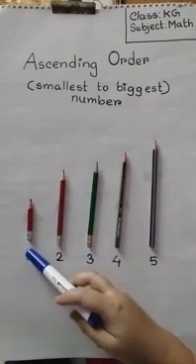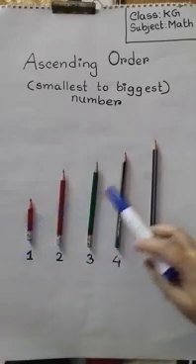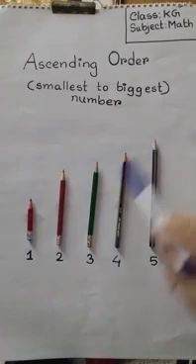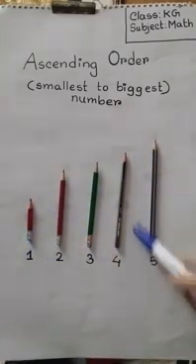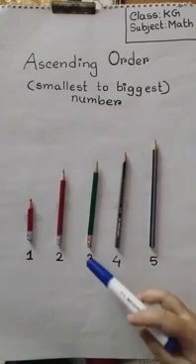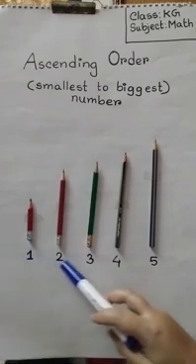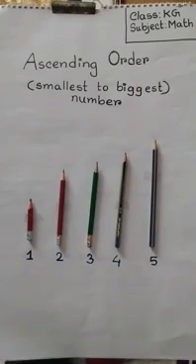Here you can see the pencils are going from the smallest to the biggest. The first pencil is the tiniest one, but the fifth pencil is the biggest one. So the way of ordering the numbers from smallest to biggest is called ascending order.